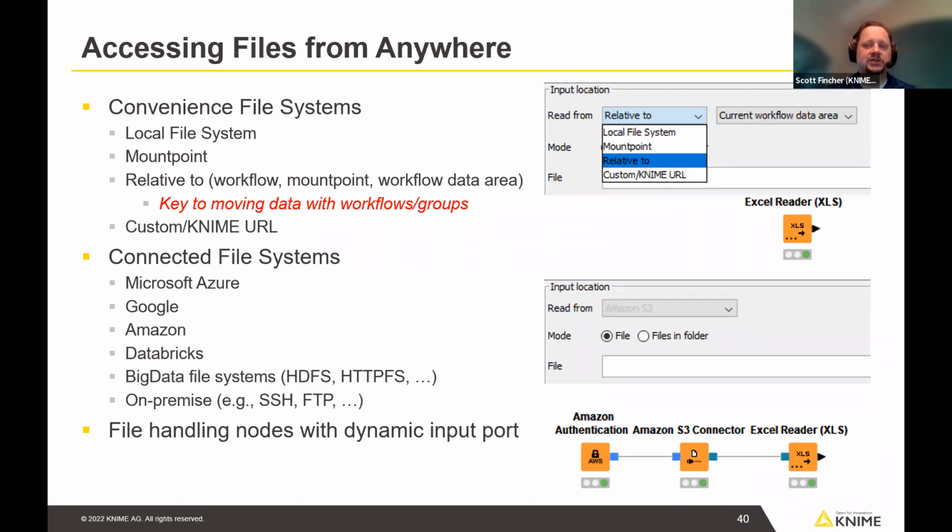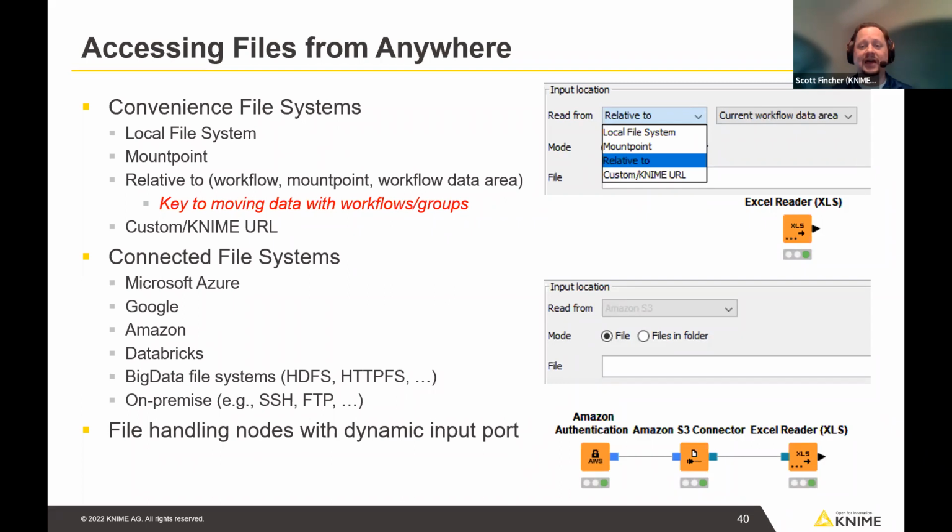Now, if we want to talk about file handling in the context of connecting to remote resources, whether that's Azure or Google or Amazon or Databricks or any number of things, right? This is where the dynamic input port comes in, because you see this Excel reader down in the very bottom. It has this blue square input port on it. We turned that on by clicking the 3 little dots and adding a dynamic input port. And what that does is allows us to connect some other nodes upstream so that we can authenticate against Amazon, make our connection to S3.